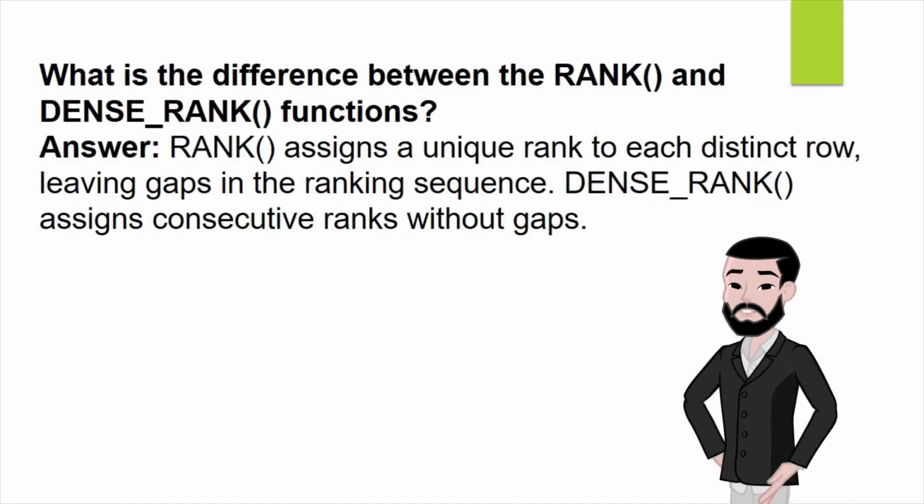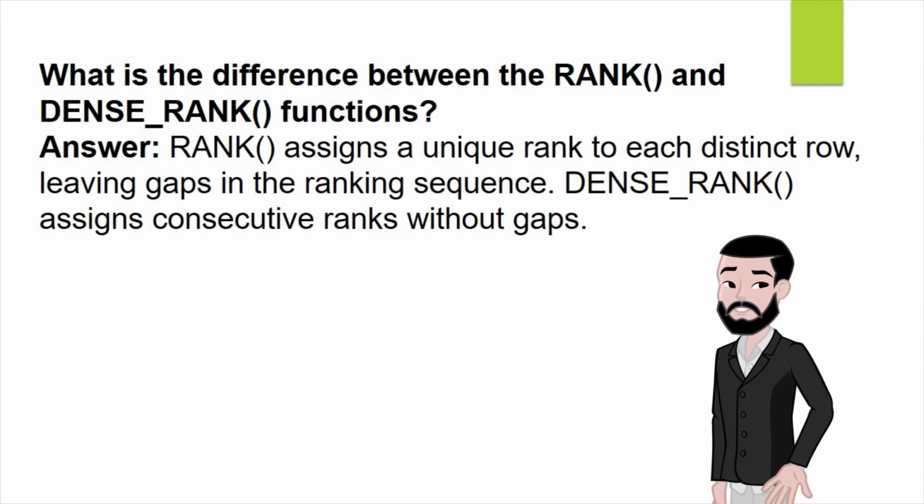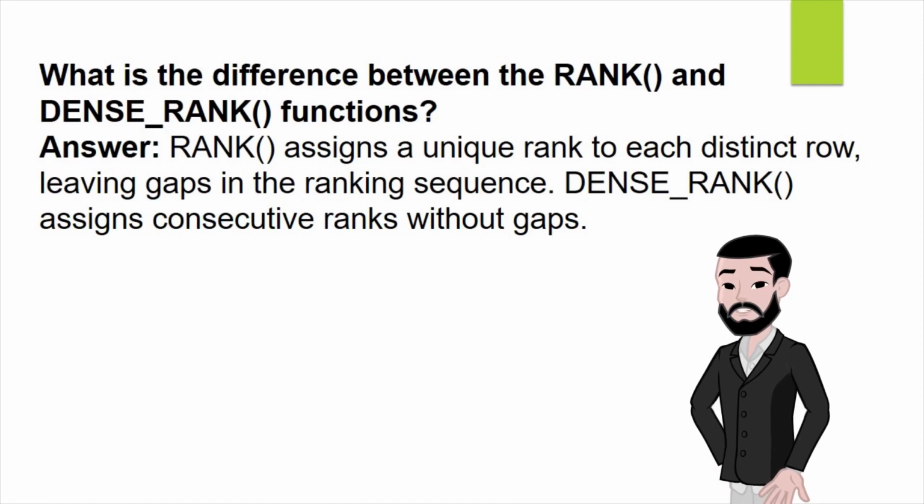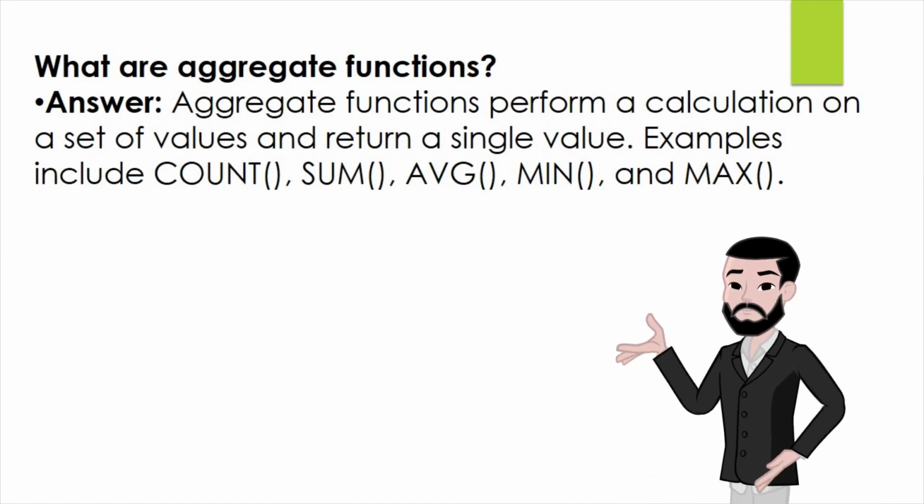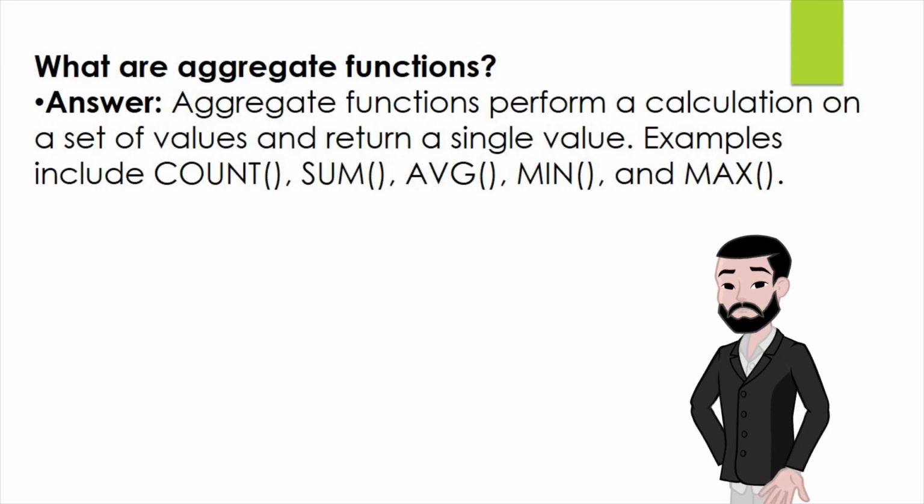What is the difference between the rank and dense_rank functions? Answer: rank assigns a unique rank to each distinct row, leaving gaps in the ranking sequence. Dense_rank assigns consecutive ranks without gaps. What are aggregate functions? Answer: aggregate functions perform a calculation on a set of values and return a single value. Examples include count, sum, avg, min, and max.